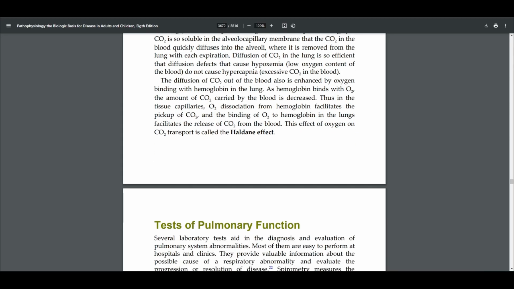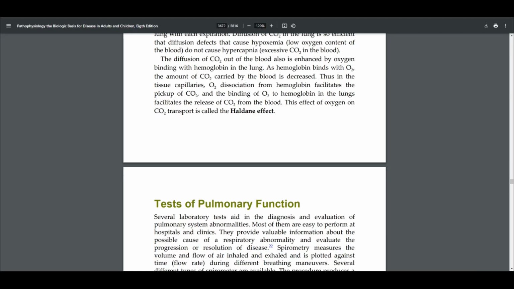The diffusion of CO2 out of the blood also is enhanced by oxygen binding with hemoglobin in the lung. As hemoglobin binds with oxygen, the amount of CO2 carried by the blood is decreased. Thus, in the tissue capillaries, O2 dissociation from hemoglobin facilitates the pickup of CO2, and the binding of O2 to hemoglobin in the lungs facilitates the release of CO2 from the blood. This effect of oxygen on CO2 transportation is called the Haldane effect.